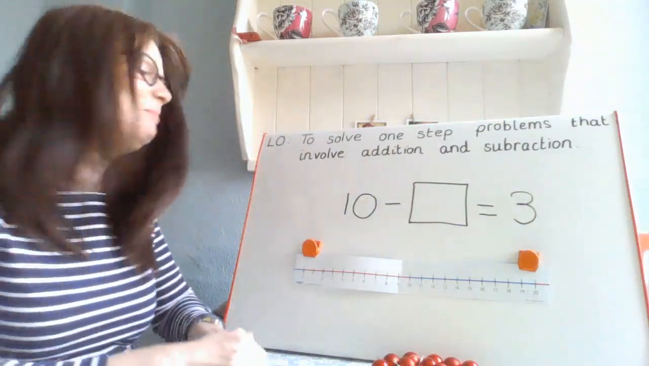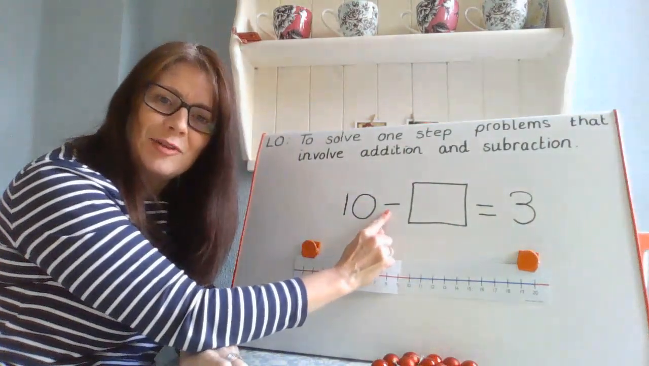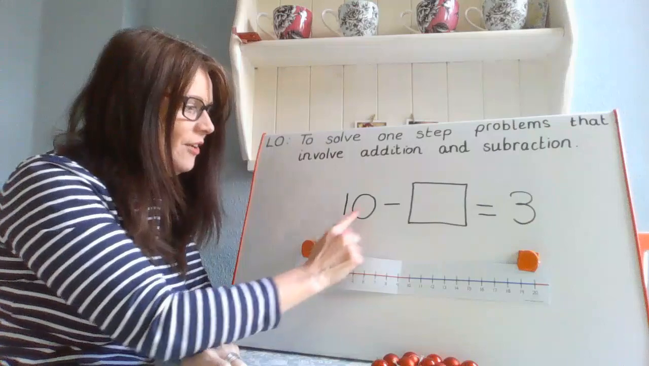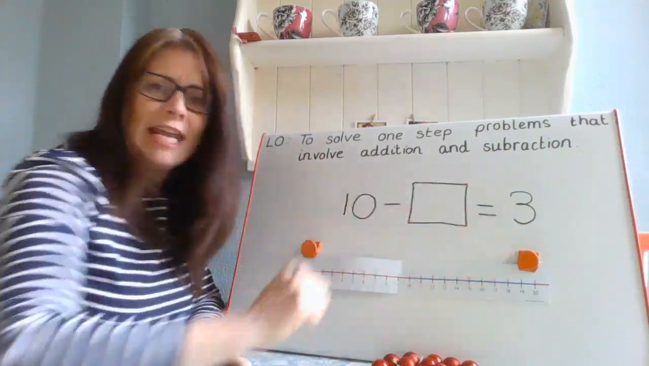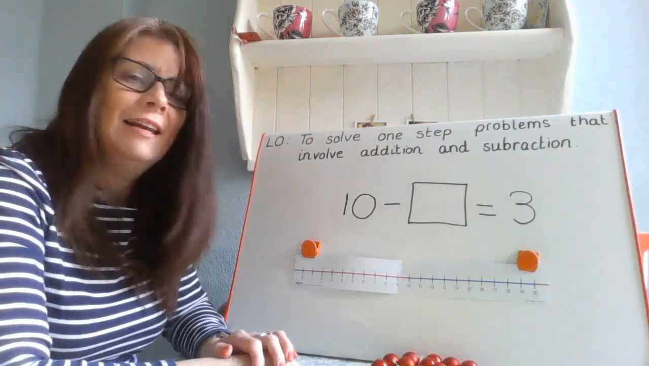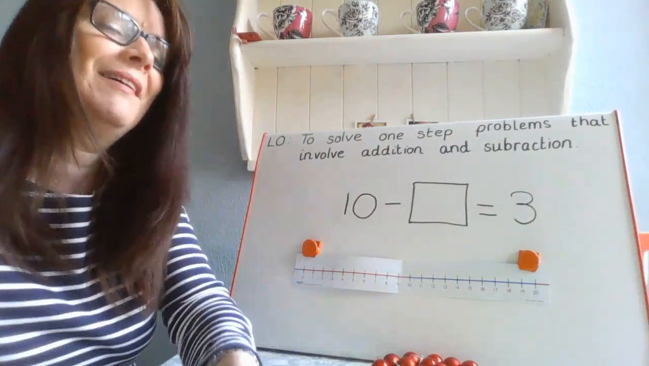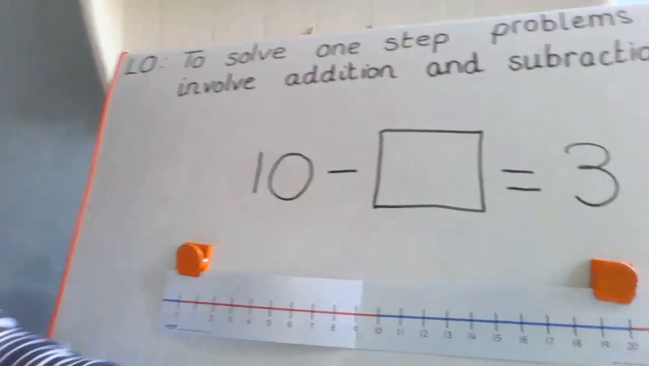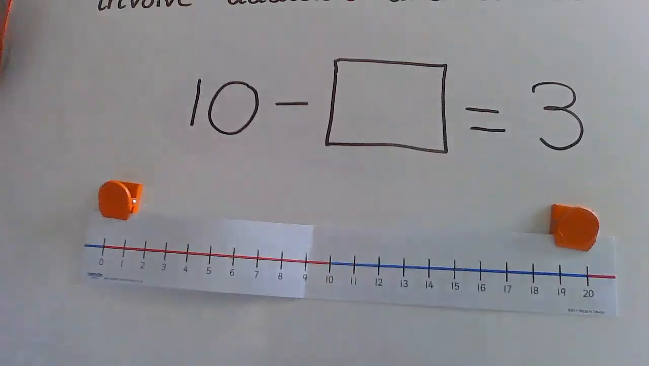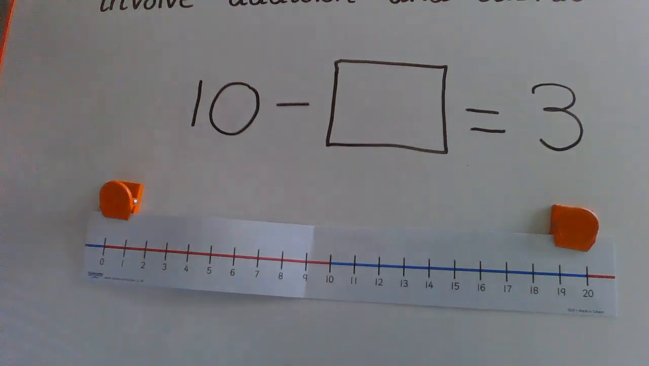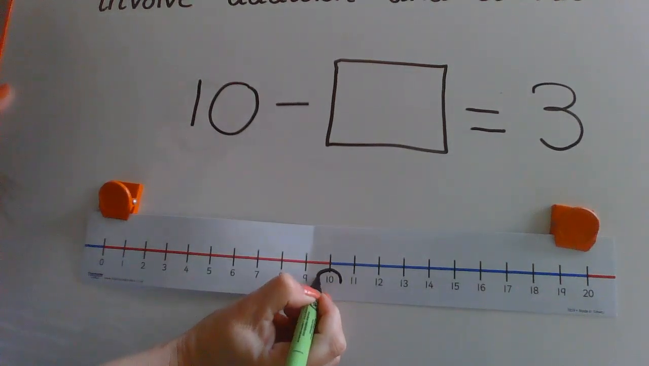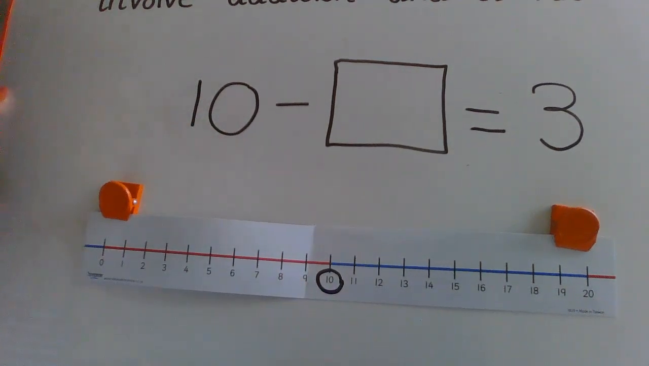Here's our next problem. It's a subtraction problem. There's a subtraction sign. 10 subtract something equals 3. Should we use our number line? Here we go. So my first number I have is 10, so I'm going to find that. There you go. Number 10.